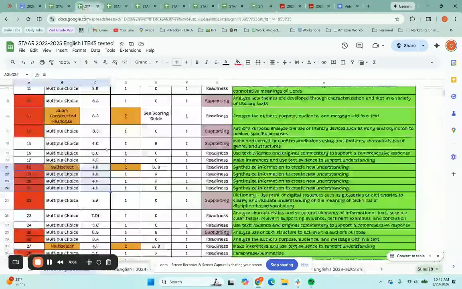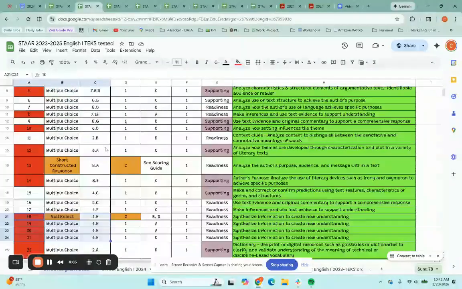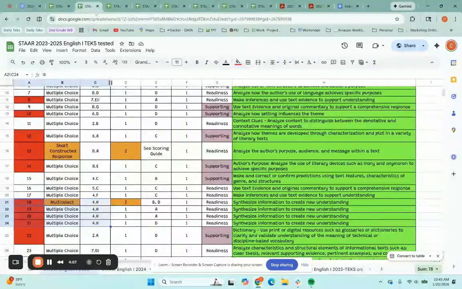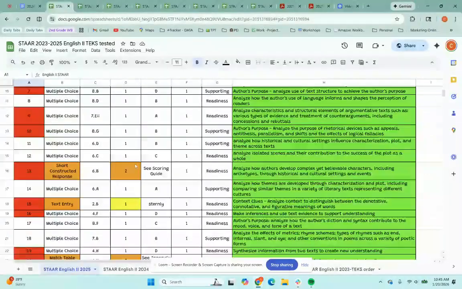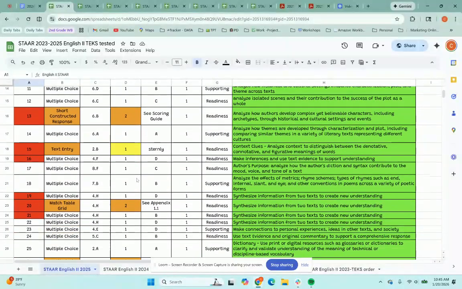So going back to high school, English 1, the SCR and the multi-select, both hot spots. In English 2, what a surprise, the short constructed response was also a hot spot. And match table grid. Match table grid, I've noticed, has only been really tested in English 1 and 2, but it can be on the 8th grade test. 8th grade and up can get match table grid, and those are definitely tricky.